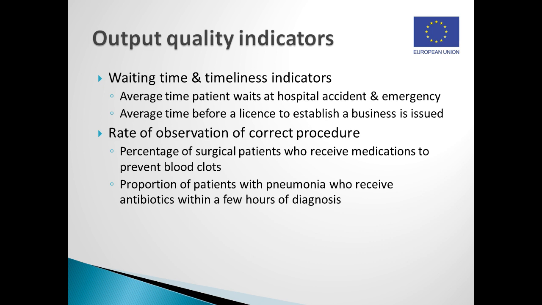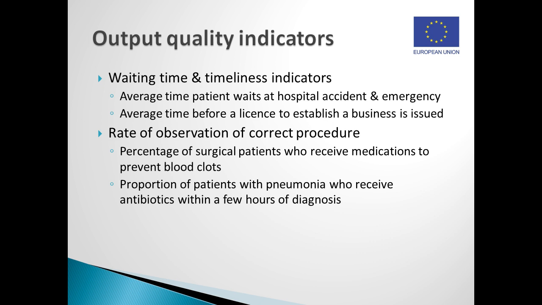And if this is the case, then a useful type of quality indicator is an indicator which measures the extent to which the correct procedure is followed. Let's take an example. If a patient has surgery, there is a significant post-operative risk that they will develop a blood clot, and blood clots can be life-threatening.